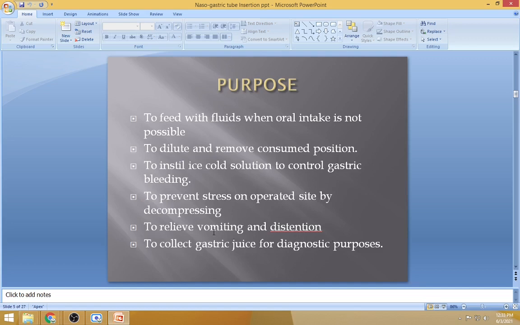That means how to relieve vomiting and distension by suctioning out, okay, and to collect gastric juice for diagnostic purpose. When we take out the juice from the stomach, then we can send it for investigation. So that is to feed, for treatment, to relieve stress, to relieve distension, and for the diagnostic purpose. These are the reasons or the purpose for NG tube.